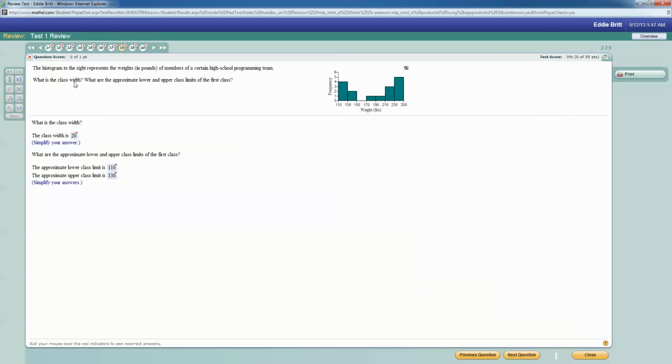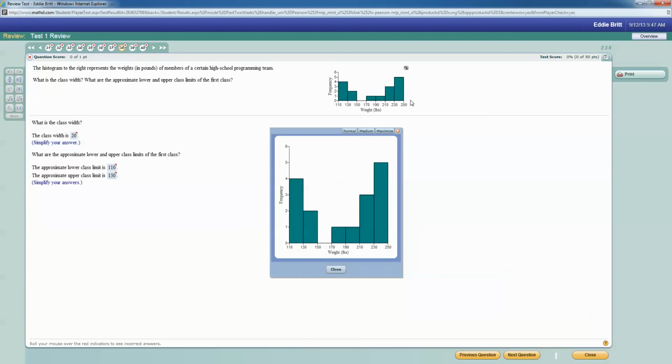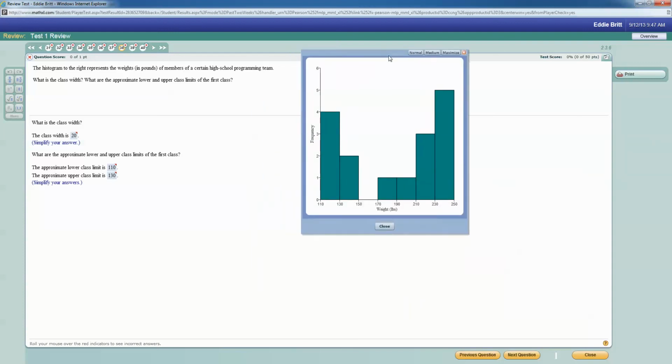What is the class width? This represents a high school debate team, and we know the class width. What are the approximate lower and upper class limits? To get a class width from a histogram, look at the numbers on the horizontal scale here. You just say 130 minus 110, or 150 minus 130, 170 minus 150. That gives you the class width. So you can see it's 20.